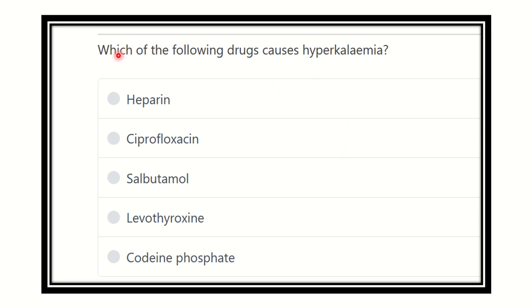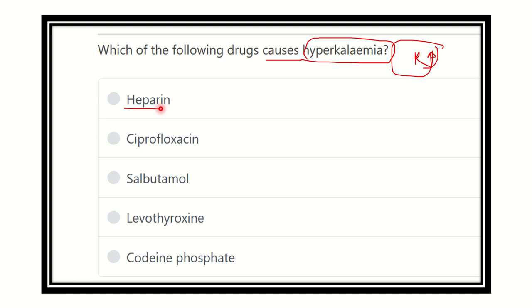So first of all, read the question very carefully. Which of the following drugs causes hyperkalemia? So we have to find out the causes of hyperkalemia. That means increased potassium level in the blood. So we have to find out the drug which causes increased potassium level within the blood, or within the plasma.